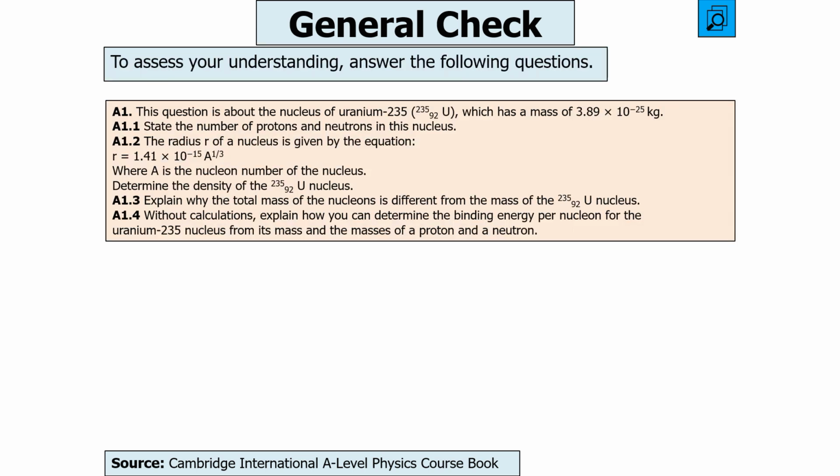The next question says that this question is about the nucleus of uranium-235, which has a mass of 3.89 times 10 to the minus 25 kilograms. In this information, state the number of protons and neutrons in the nucleus.